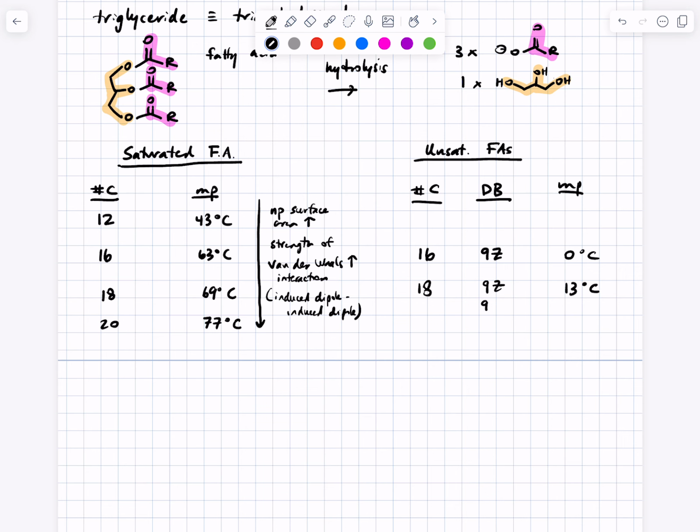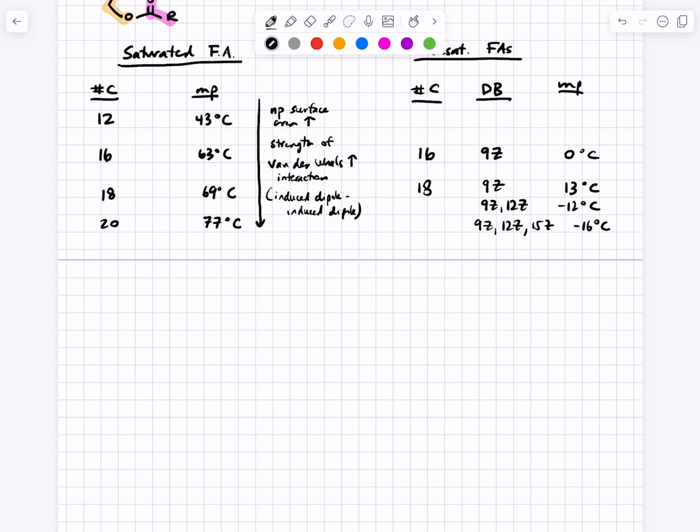But there are other 18 carbon fatty acids that have 2 double bonds. This one's melting point is minus 12. And then there's one that has 3 double bonds at 9, 12, and 15. And that melts at minus 16 C. So the 18 carbon fatty acid with 3 double bonds is a liquid even below 0. It's a liquid when water is solid, even though it's enormous, right? And so we need to sort of talk about why that is.